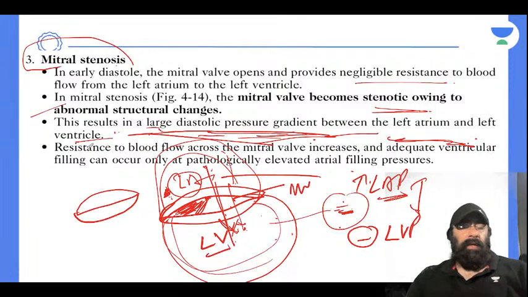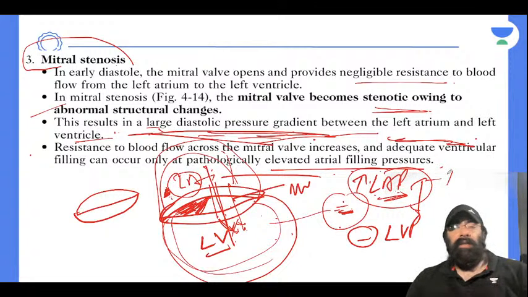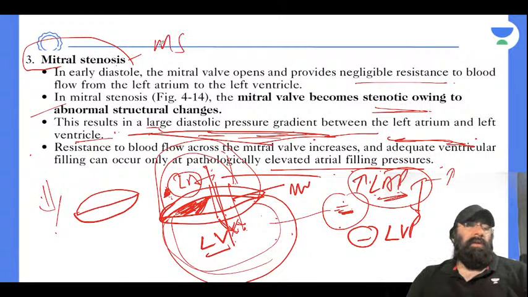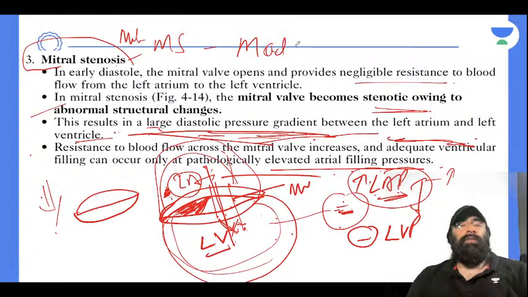Okay, so what is to be done here? One, there is a large diastolic pressure gradient. Now we are talking about the resistance of blood flow across the mitral valve, which obviously has increased, and adequate ventricular filling can only occur if there is pathologically elevated atrial filling pressure. So slowly the left atrial pressure will increase, and it will try to achieve adequate filling. To some extent your heart can adapt in mild mitral stenosis, or moderate, grade 2 plus mitral stenosis; your heart adapts and you don't really feel any significant symptoms.